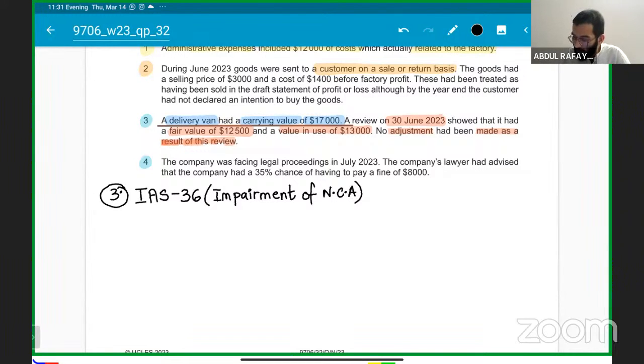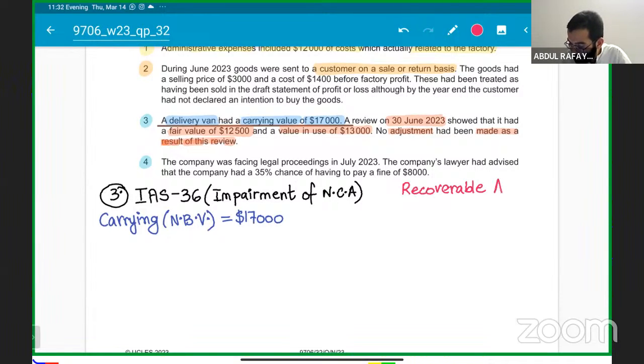Following? So IS 36 talks about impairment of the non-current asset. What you have is basically the carrying value, which is also called the net book value. Okay, students. So the carrying value, that is the net book value, is $17,000. You will compare this, and you will have to get the higher value, the recoverable amount. So what is the recoverable amount? Recoverable amount is basically the higher of the two. So you will choose either the fair value or the value in use.